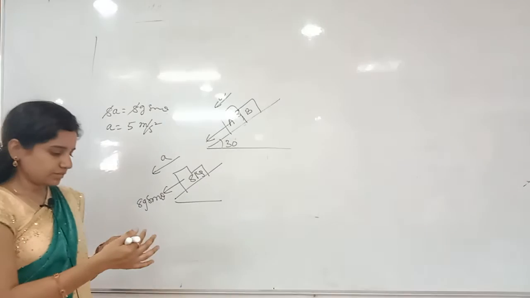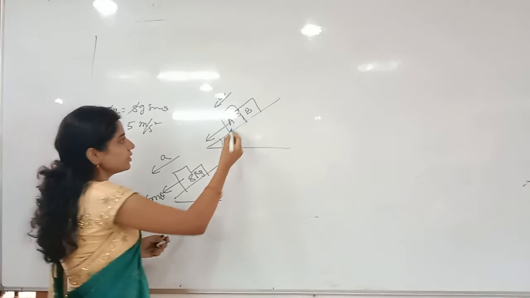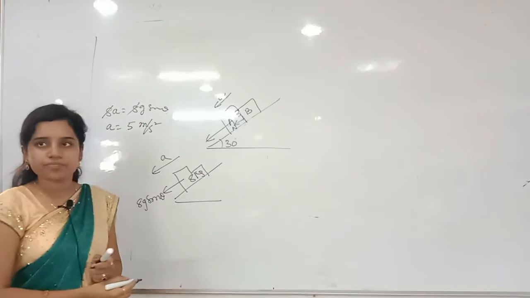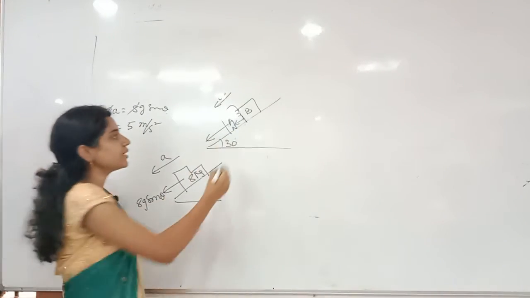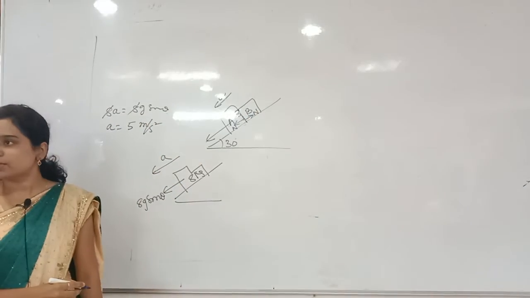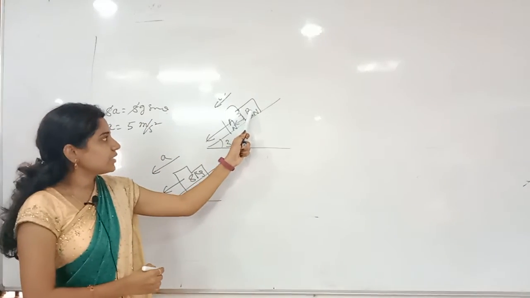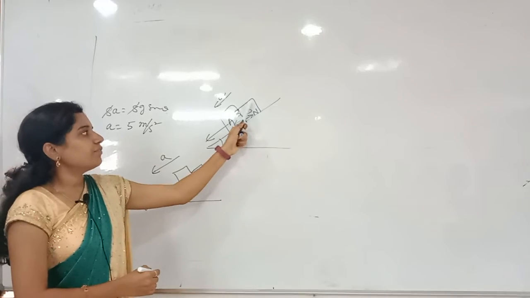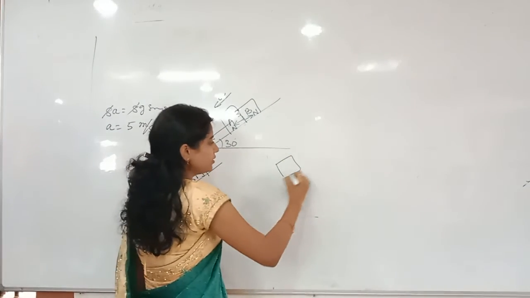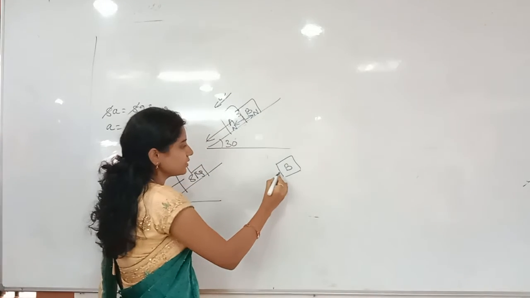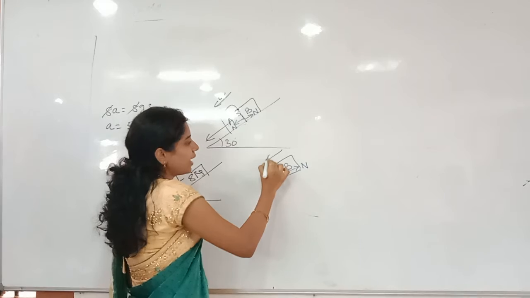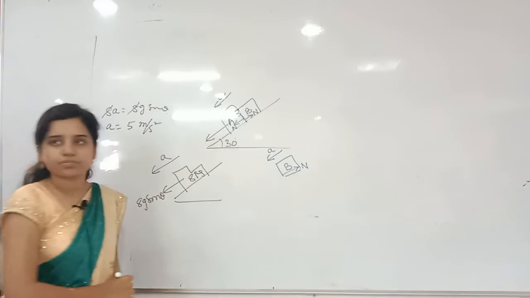See that? Look at the board. So here B is applying a normal reaction on A in this direction, and A is applying normal reaction on B in opposite direction N. Clear? Now whenever I want to draw the free body diagram of B, B is there like this, and then on B normal reaction is acting in this direction, acceleration is there in downward direction.